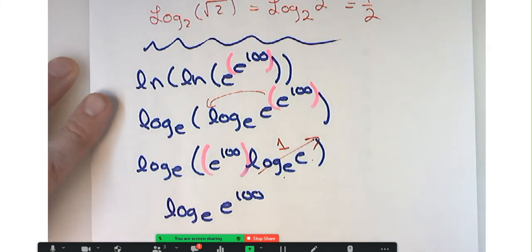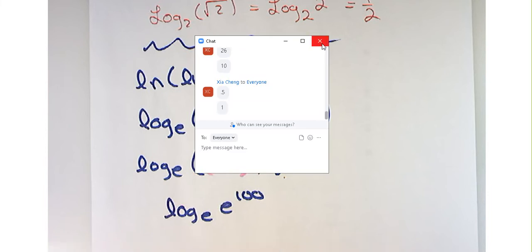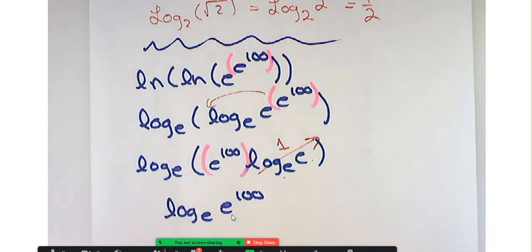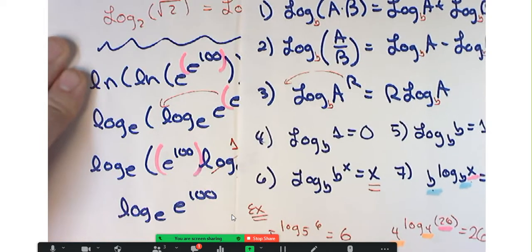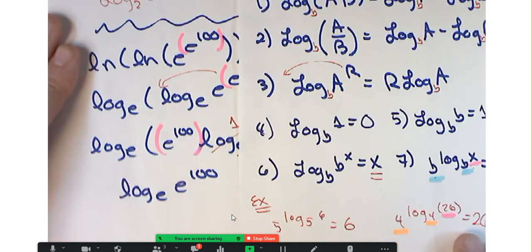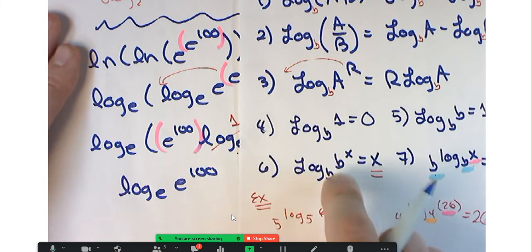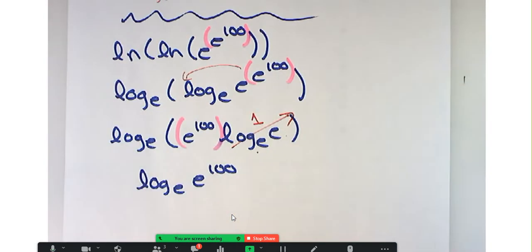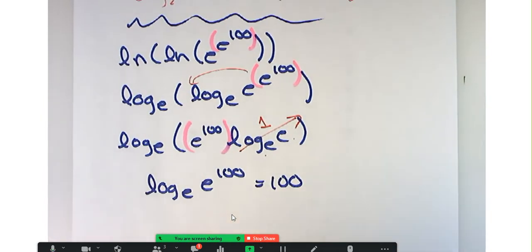And now I can use another property of logs to finish this one up. So what would that equal? Or what property should I use? Back on my other sheet. Does anyone see a property that applies here? Number 6? Yeah, well done, number 6. The bases match and I got some exponent. So what you end up with is 100. Beautiful. Thank you.